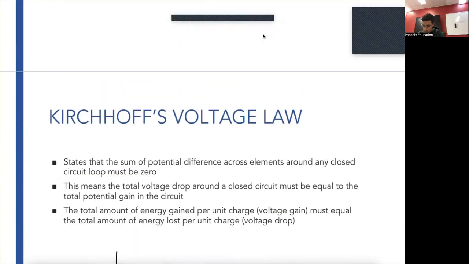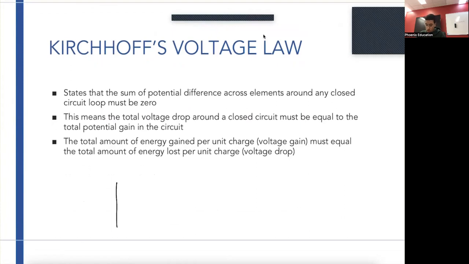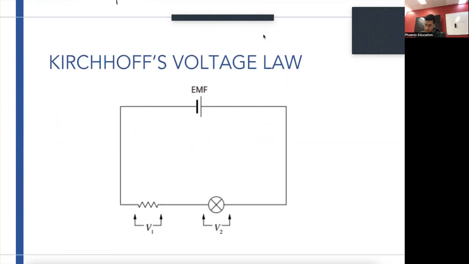So that's what Kirchhoff's voltage law is saying, that the total voltage drop around a closed circuit must equal the total voltage gained in the circuit. So essentially, it's just the second dot point here. All right. Yeah, so this is what it's saying.